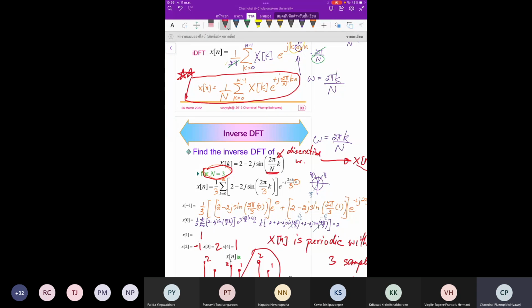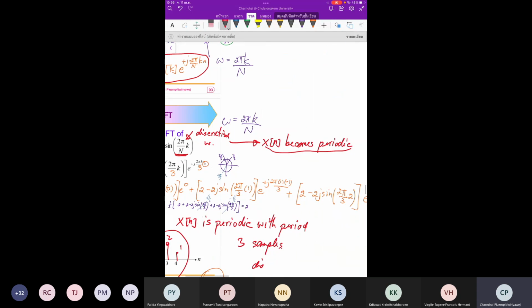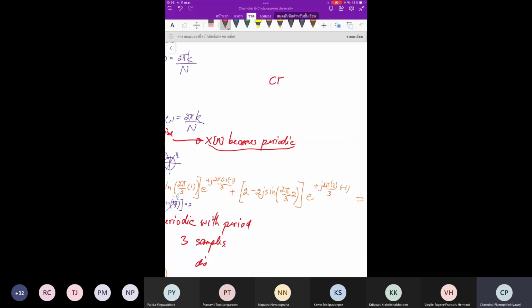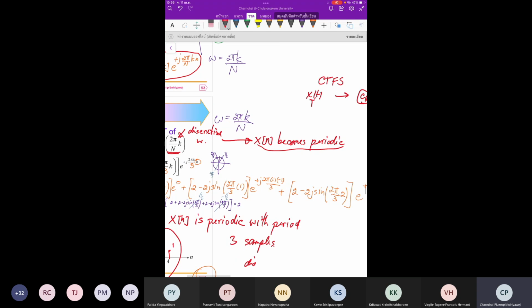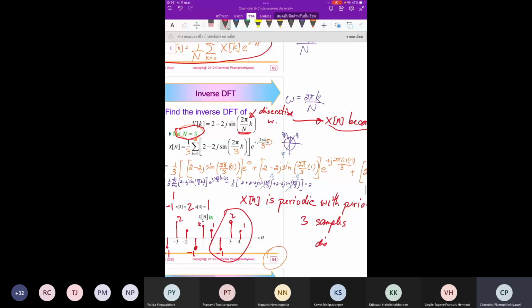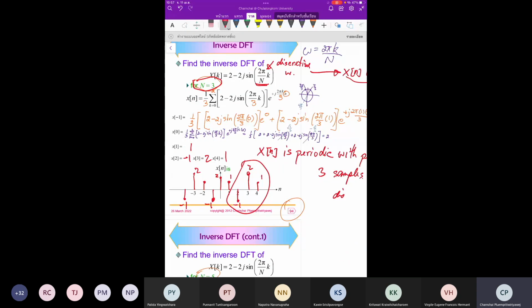It's just like the Fourier series, the CTFS, right? For the Fourier series, xt was periodic, and it becomes ck, discretized in frequency. Frequency is discretized, omega is discretized, and the time domain is periodic. Same here, but this one is a discrete-time periodic signal.